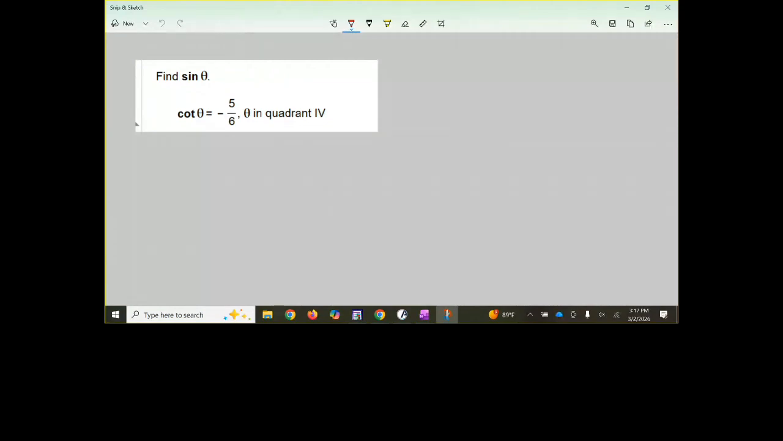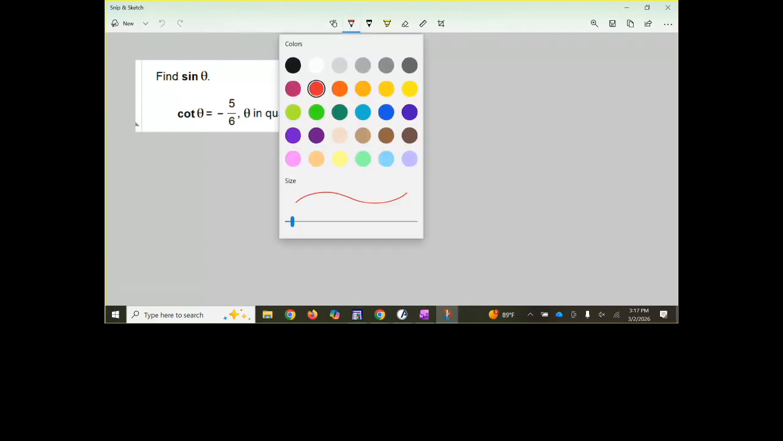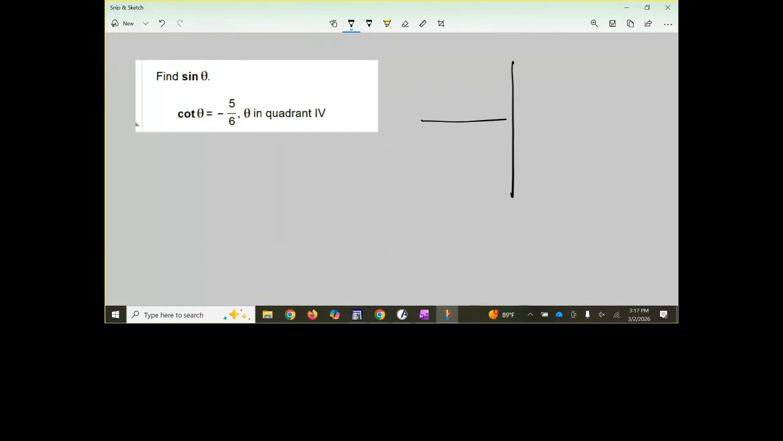We got the cotangent of our angle is -5/6. We are in the 4th quadrant, y'all. So look, the first thing I'm going to do, boom, I'm going to come back over here. This right here, y'all, boom, there's quadrant 4, right? Here's my angle.